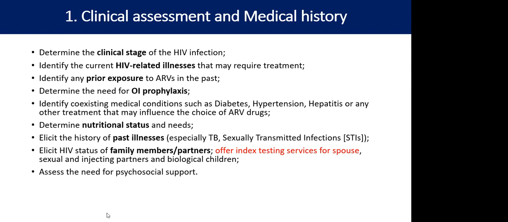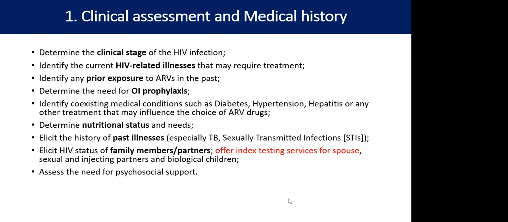So we need to look into the entire family and offer index testing services for spouse, regular sexual partners, as well as injection partners in case of people who inject drugs, and biological children. And also assess the need for psychosocial support. Try to assess the mental frame of the particular person, whether there is evidence of depression, is there any suicidal ideation, is he very much anxious? All this we need to dig out, particularly during the initial or the first visit.